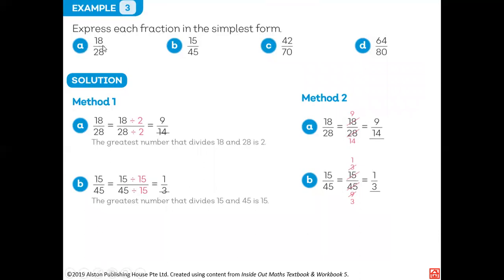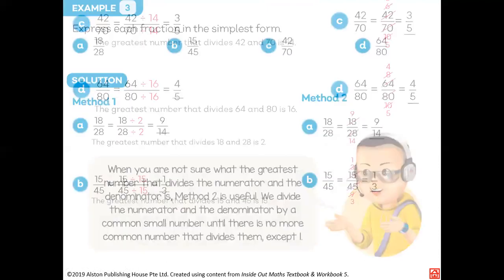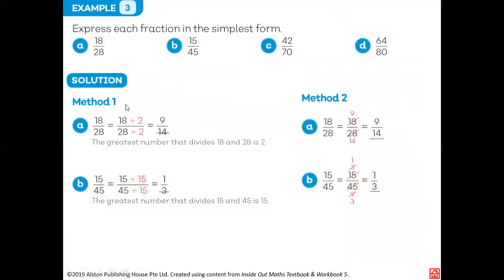A. 18/28. Let's look at it. 18/28. Now, we need to find the number that can divide both the numerator and the denominator. So let's take 2. 18 divided by 2 is 9. 28 divided by 2 is 14. The greatest number that divides 18 and 28 is 2.